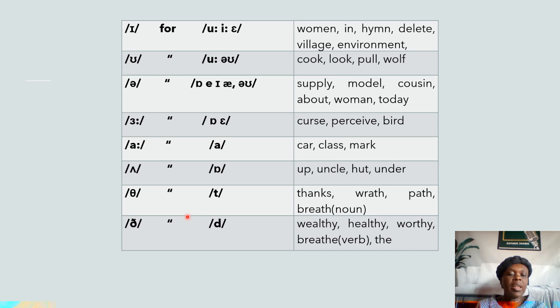Then the next one is the voiced TH. We exchange it for d. We say wealthy, not wealdy. You have healthy. Worthy, not wordy. And then we have breathe, not breed. And then the last one, we have the. Are you in the house? The house.